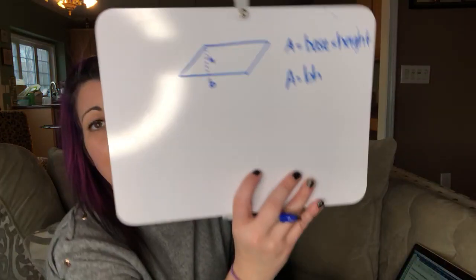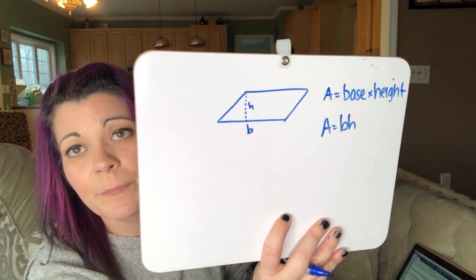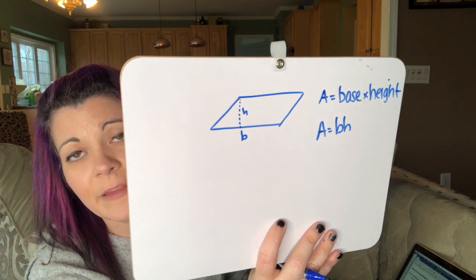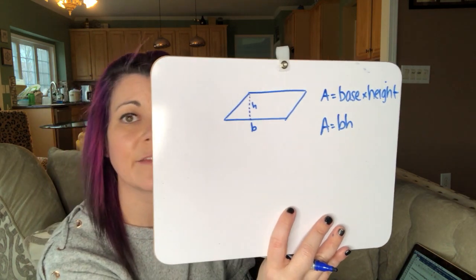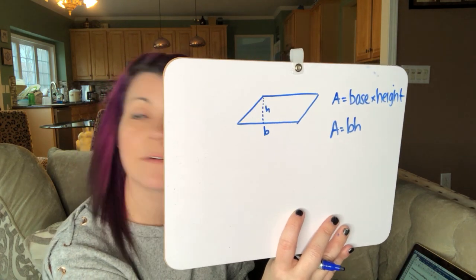So the first one is a parallelogram. The area of a parallelogram is base times height. So base times height, A equals little b times little h, base times height. So that is the formula. And I'll keep that up there while we do an example.